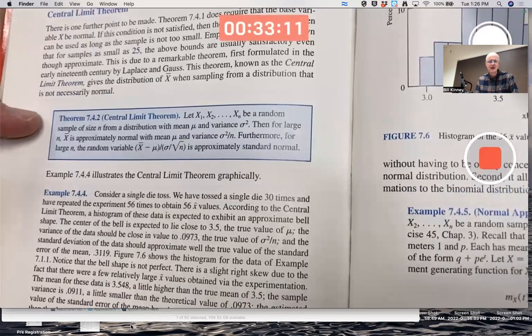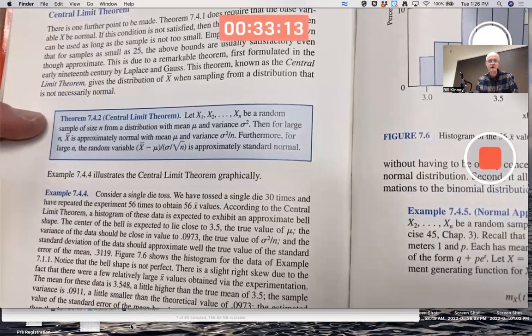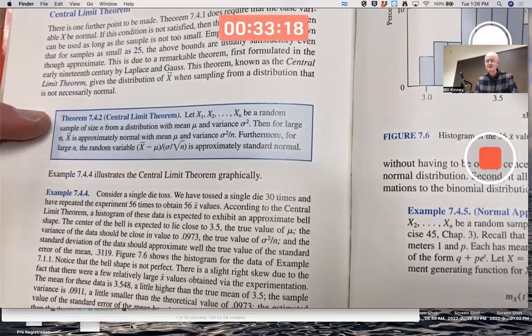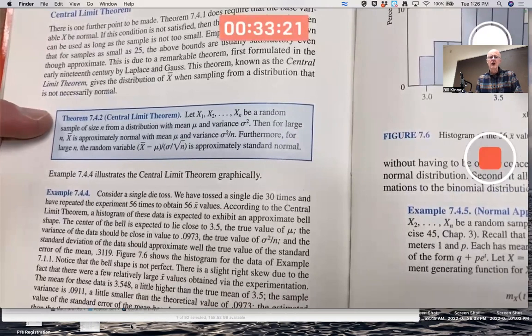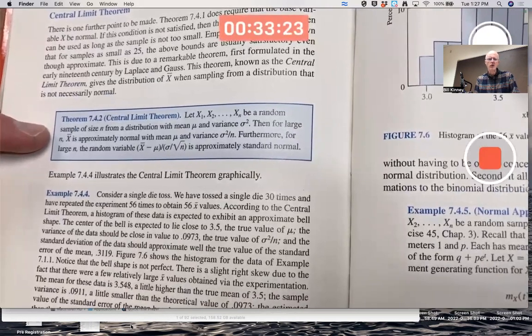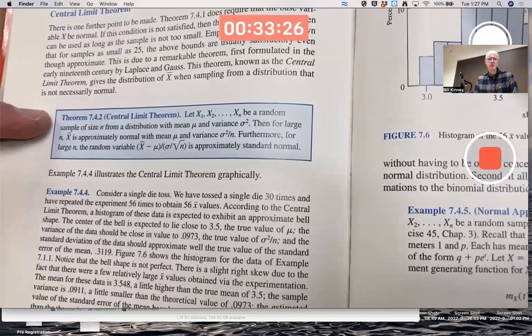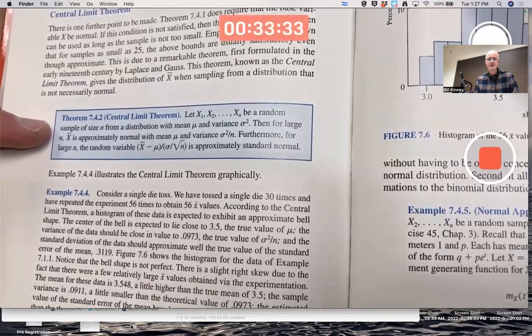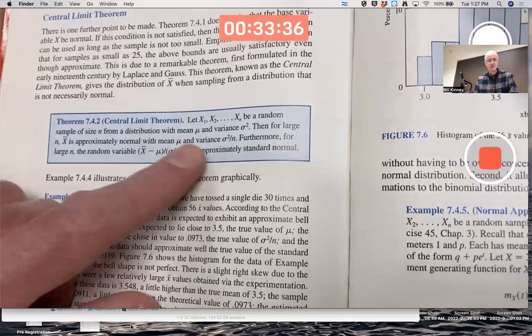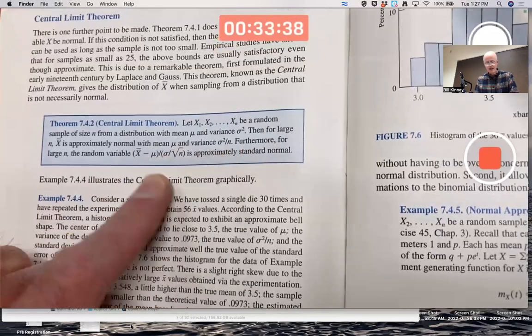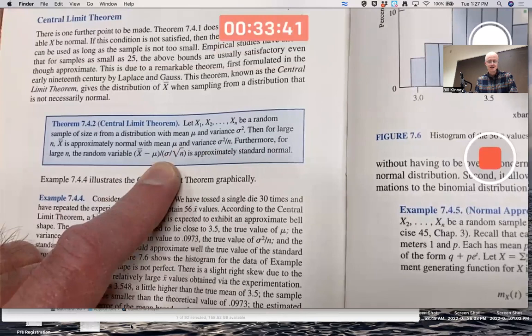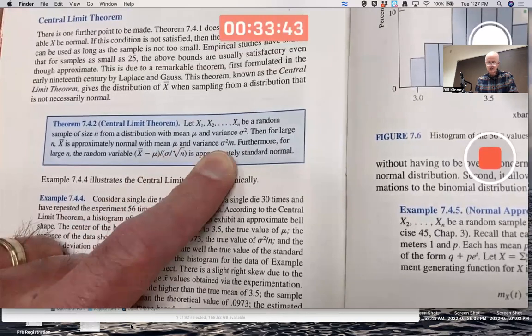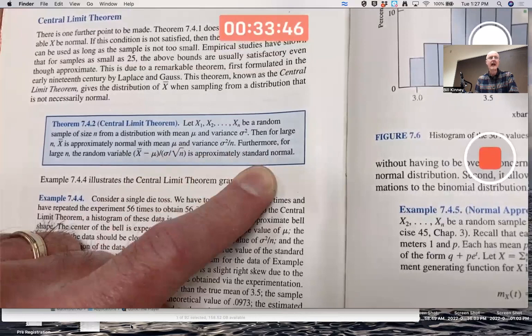X1 through Xn is a random sample from a distribution with finite mean mu and finite variance sigma squared. The word finite is not in there, but it's implied. Then for large n, X bar is approximately normal. The word normal is not in the first sentence. How did it come in the second sentence? That's the amazingness of this theorem. Approximately normal with mean mu and variance sigma squared over n. And if you standardize, so to speak, subtract the mean, divide by the standard deviation, you get an approximately standard normal random variable.